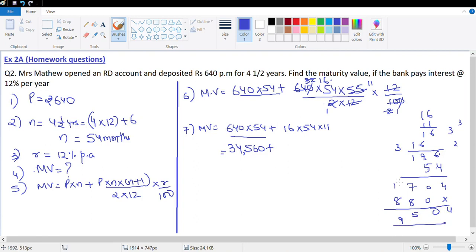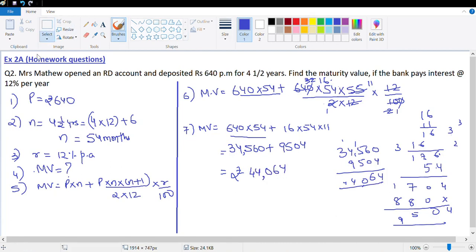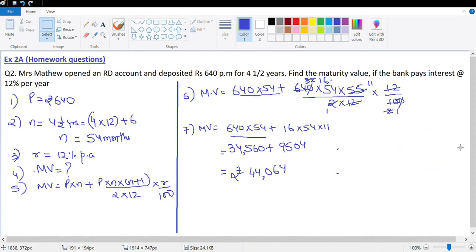That's 9504. So the maturity value is 34,560 plus 9504, which is 4, 6, 10, 14, 44,064. So the maturity value of this amount is rupees 44,064. That's the final answer that we get. Good. Let's look at the next homework question.